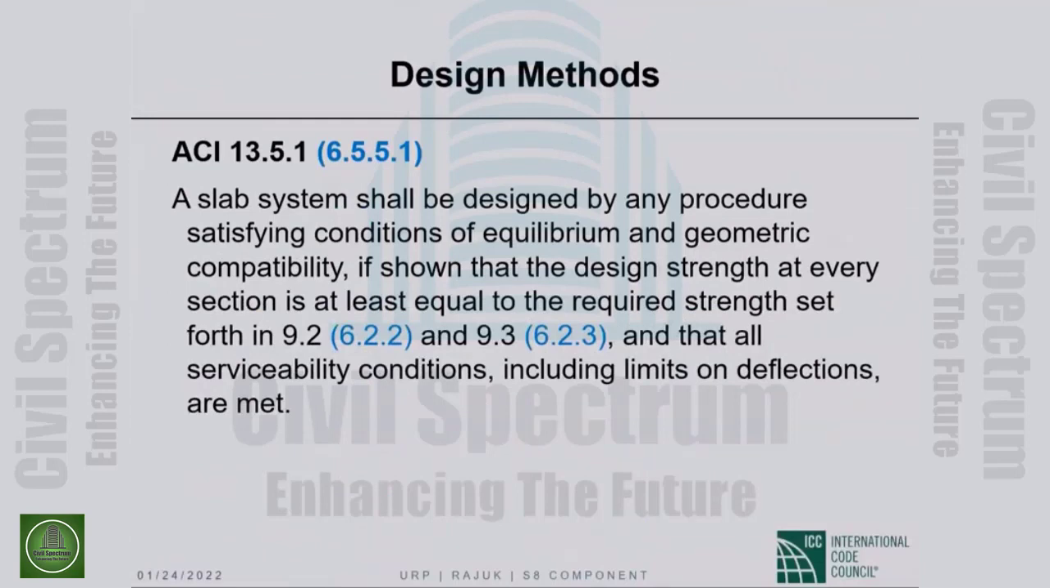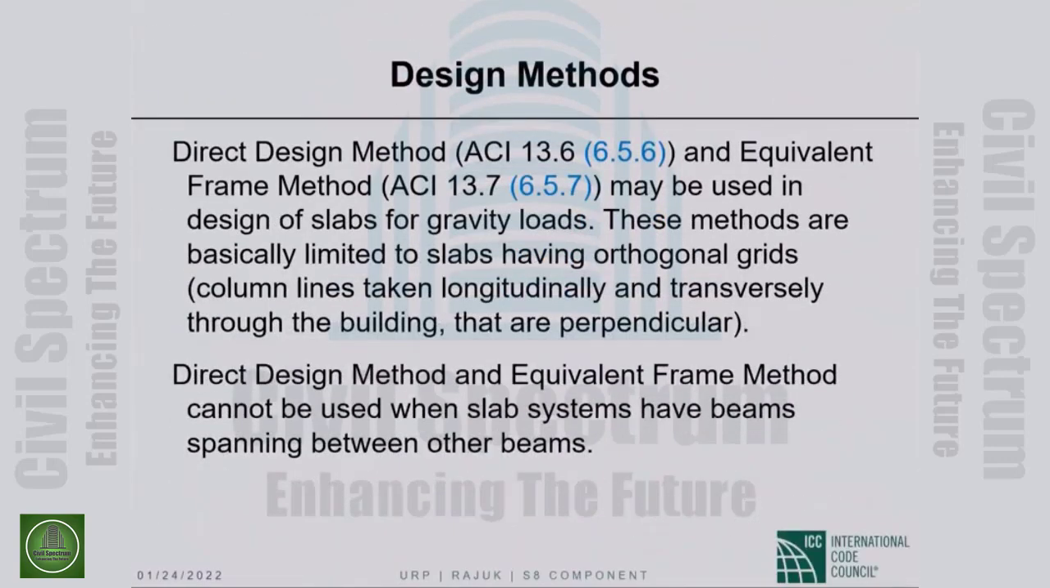Okay, a slab, so now it is design method. A slab system shall be designed by any procedure satisfying conditions of equilibrium and geometric compatibility if shown that the design strength at every section is at least equal to the required strength. Okay? And that all serviceability conditions, including limits and deflections, are met. So any method that satisfies equilibrium and compatibility.